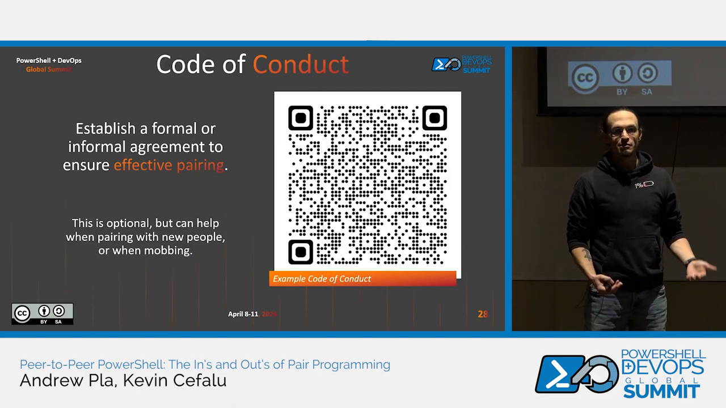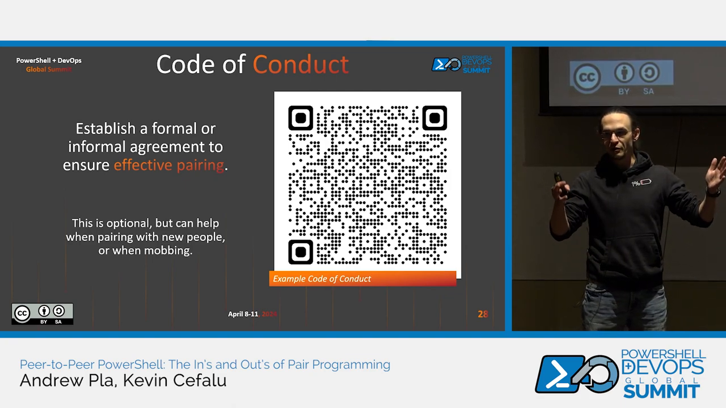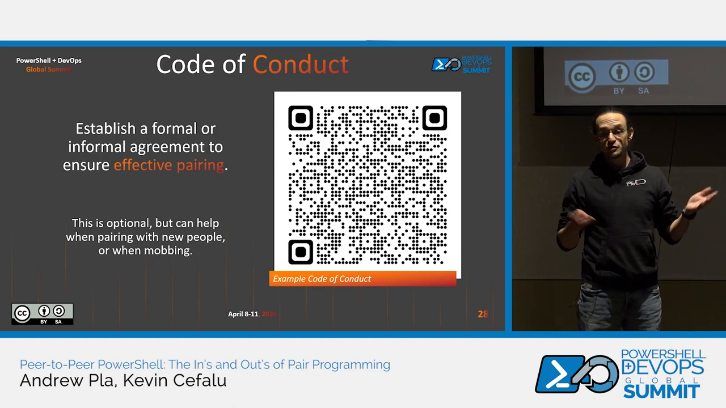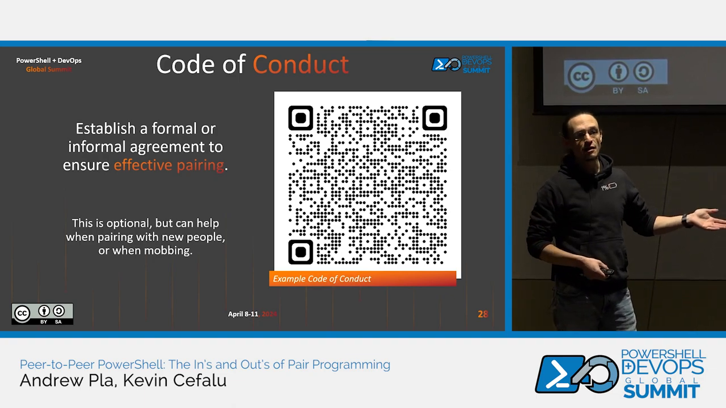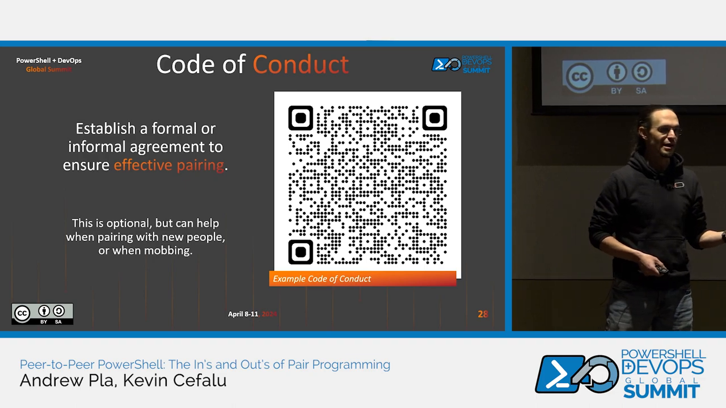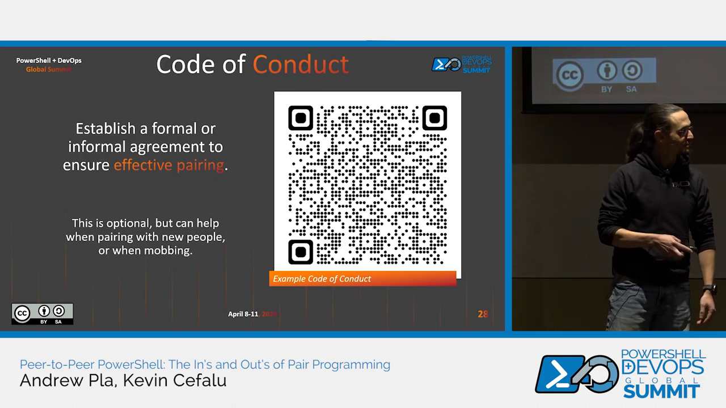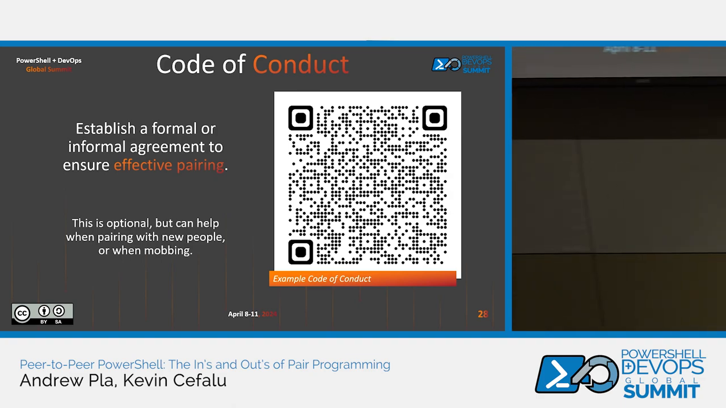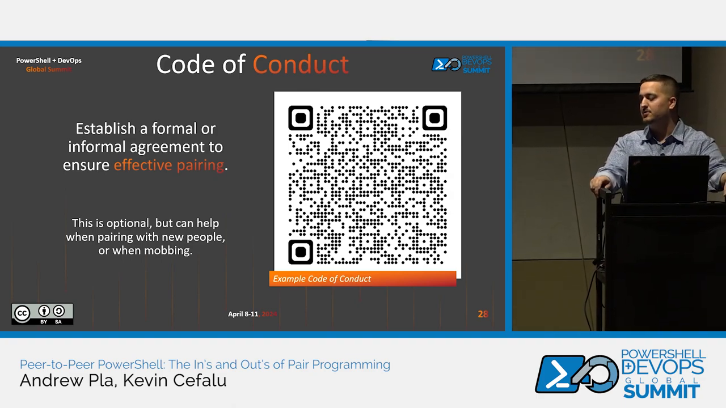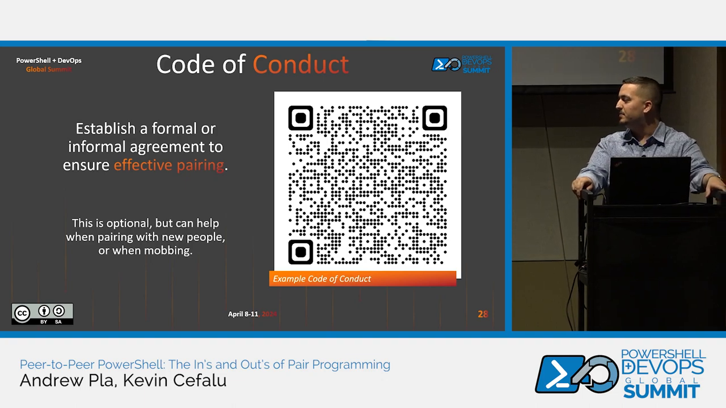Use it, tear it apart, make it your own, or don't use it. It's not necessary to have something written down. Sometimes it's just kind of nice to fall back on that. I think so too. I think the most helpful thing to have written down is the communication that's expected in a pair programming session.